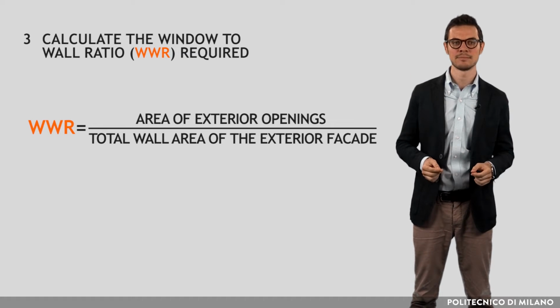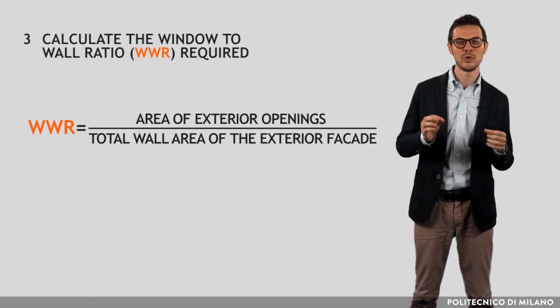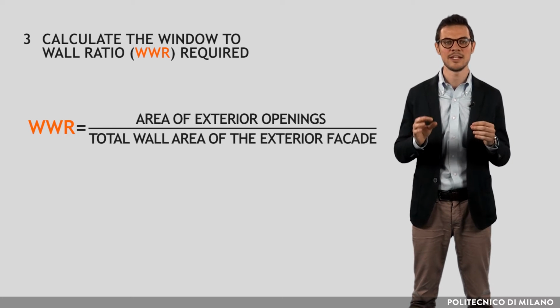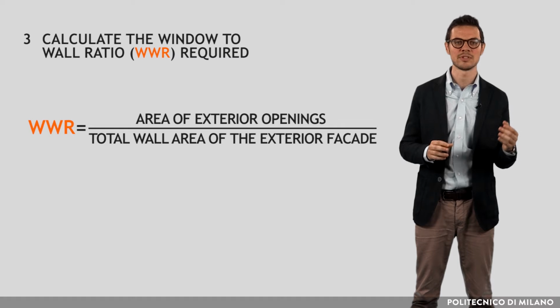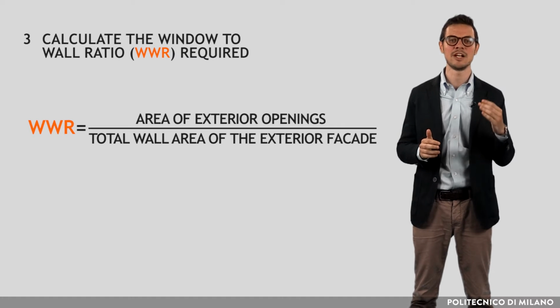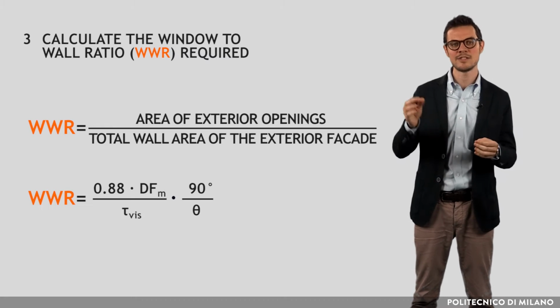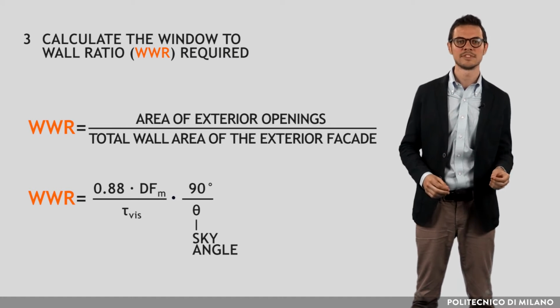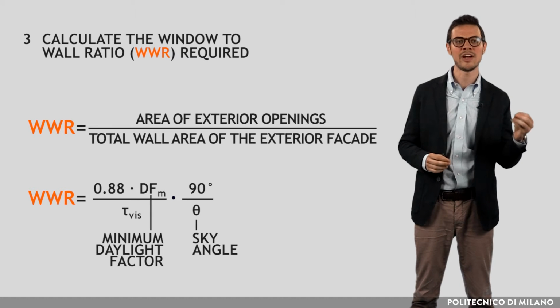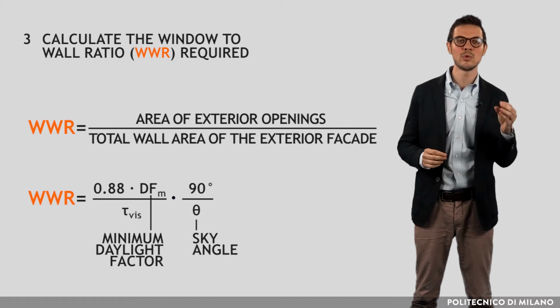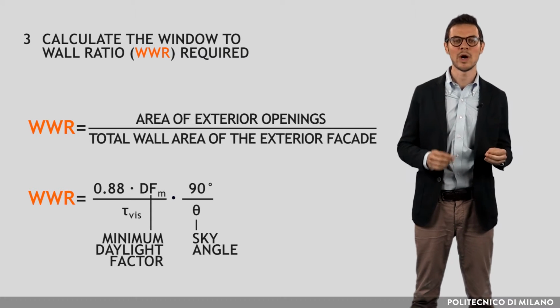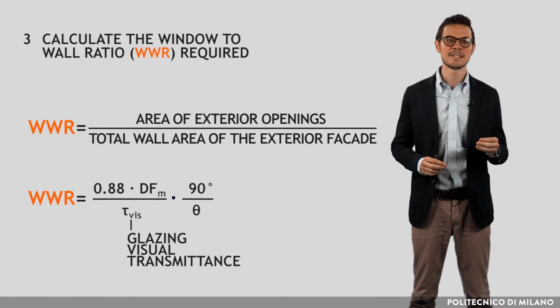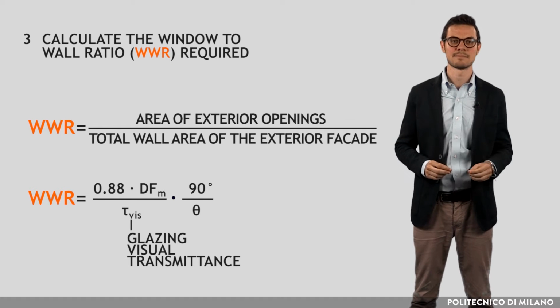the exterior facade. The minimum window to wall ratio required for a side lit space, taking into account external obstruction, glazing type, and target mean daylight factor, is given by this formula, where sky angle and minimum daylight factor are the parameters evaluated in the previous step, while TVis is the glazing visual transmittance.